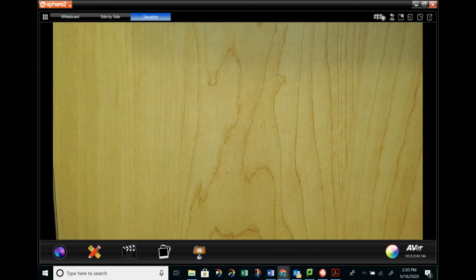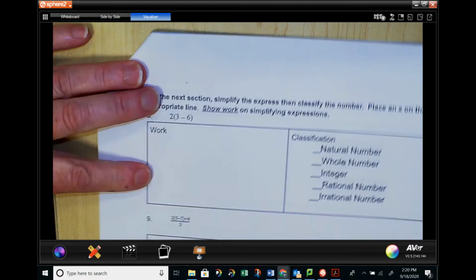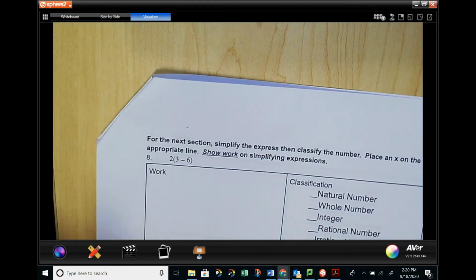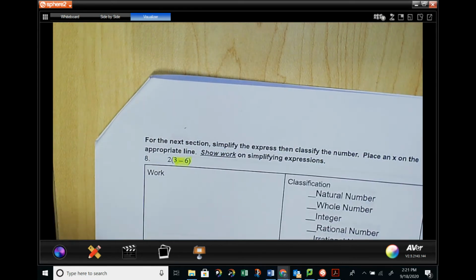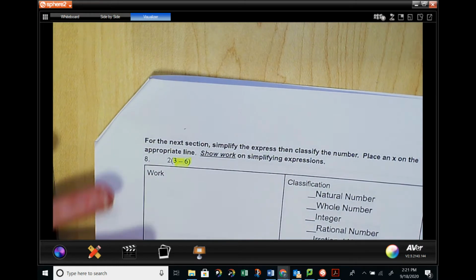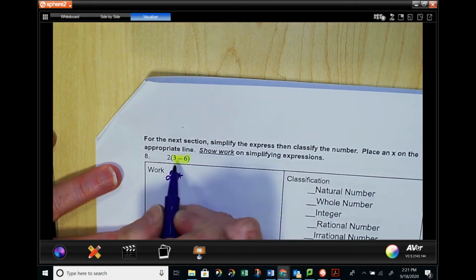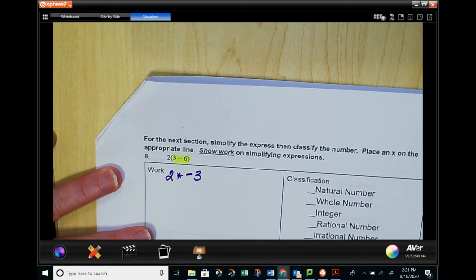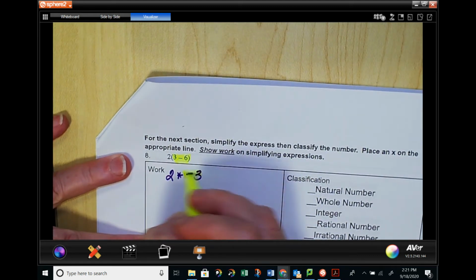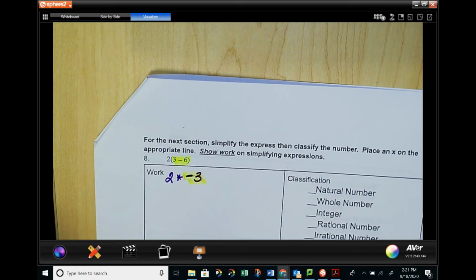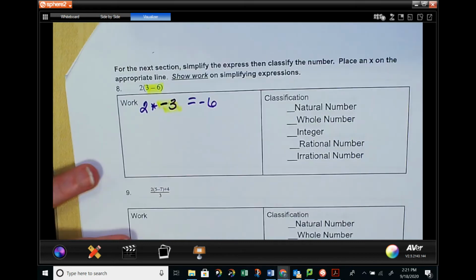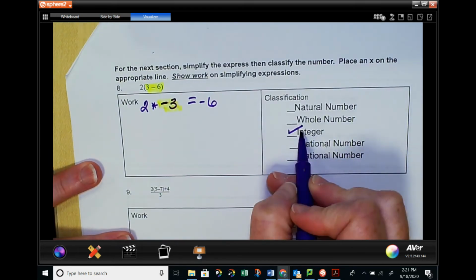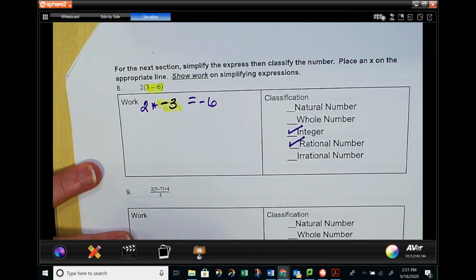Okay, next one. So this next step is you have to do PEMDAS rules. With this one, it's just going to be 3 minus 6. So with 3 minus 6, you've got to do the work first. So I'm going to go negative 2, and then 3 minus 6 is negative 3. So that's the part that I did. And then negative 2 times negative 3 ends up being positive 6. And 6 is an integer. If it's an integer, it's also rational.